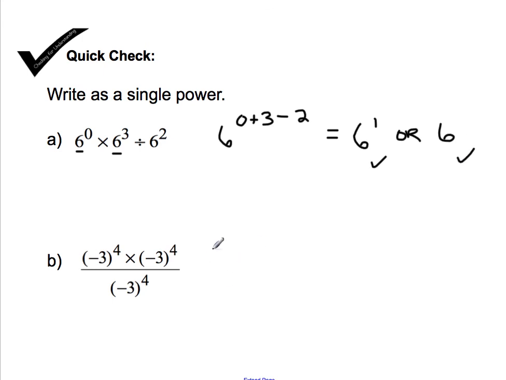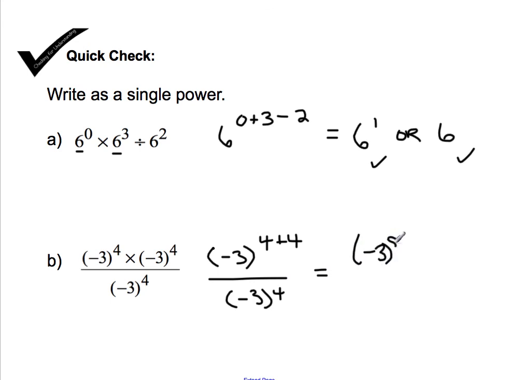And we have here 4 plus 4 over, so we get negative 3 to the power of 8 over negative 3 to the power of 4, and I get negative 3 to the power of 8 minus 4, which is equal to negative 3 to the power of 4. So again, make sure you keep the brackets around your base. It changes your answer if you forget the brackets.